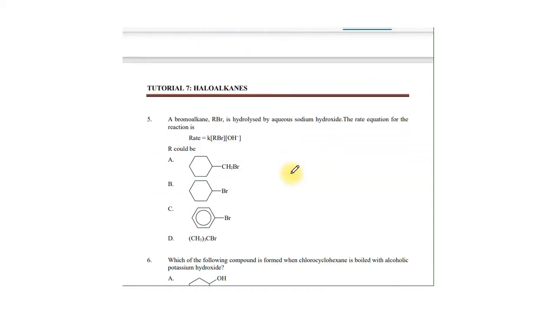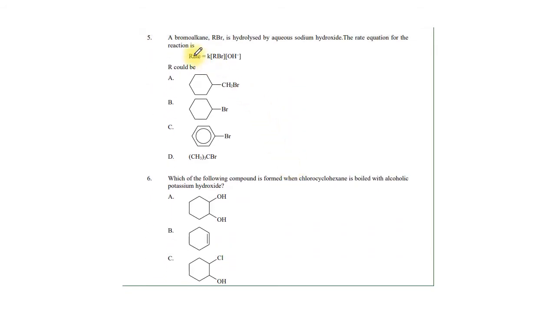Okay, now we look at question number 5. A bromoalkane is hydrolyzed in aqueous solution. The rate equation for the reaction is, okay, so we know this is SN2. SN2 will prefer primary haloalkane. So we check which one is primary. Okay, this one is secondary. This one is benzene. Okay, this one is primary. So the concept is the same as just now. So the answer is A.